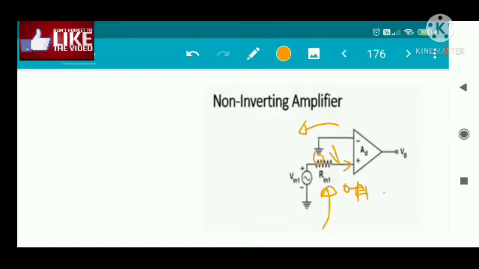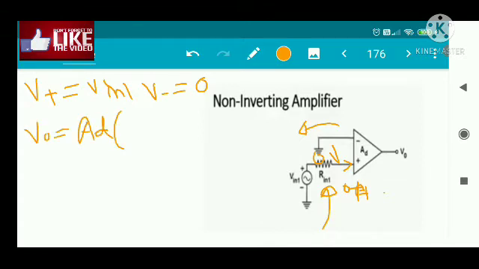So your V plus will be V in 1 and V minus equal to 0. So your V0 equals, following the relationship, AD into V plus minus V minus. So your V minus will be 0. So V0 equals your differential gain into V in 1.